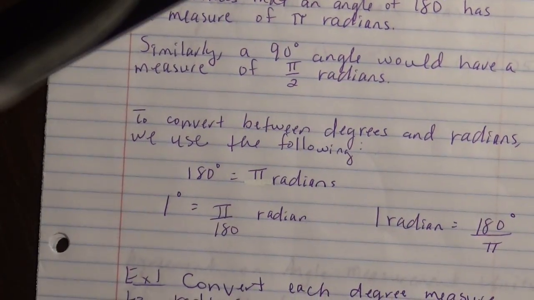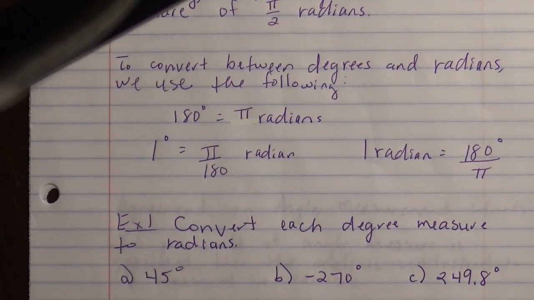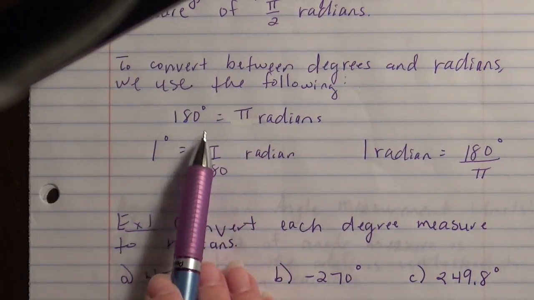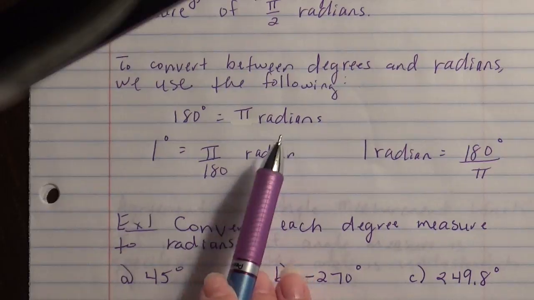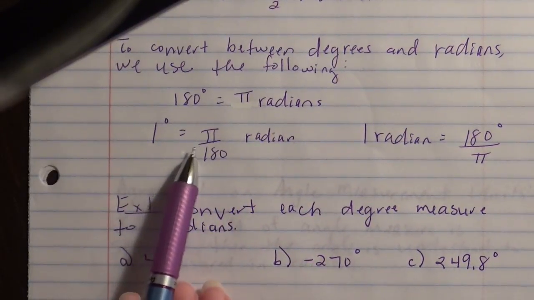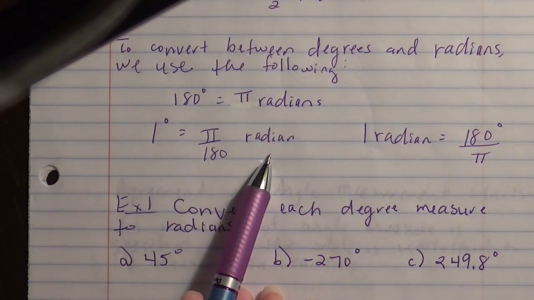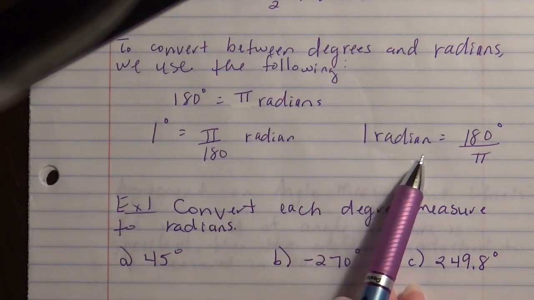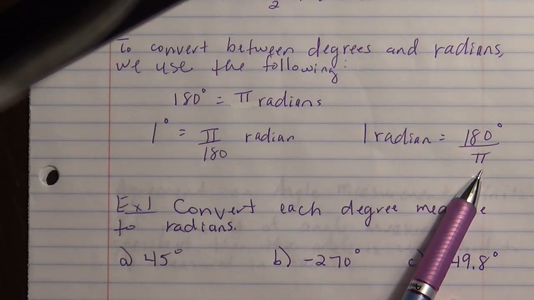Okay, the next thing we're going to talk about is how to convert between degrees and radians. We use the following equivalences. We know that 180 degrees is equal to pi radians. So we can say that 1 degree is equal to pi over 180 radian. And we can also say that 1 radian is equal to 180 degrees over pi.